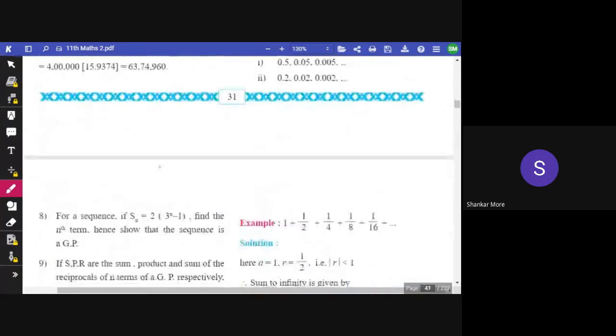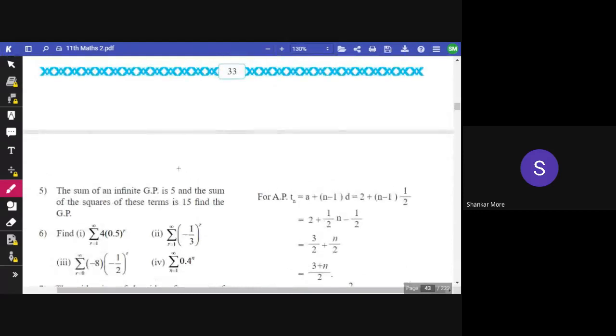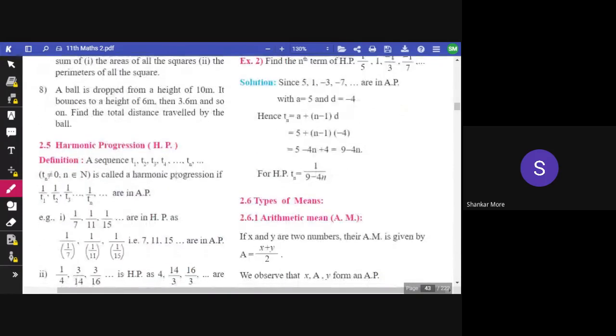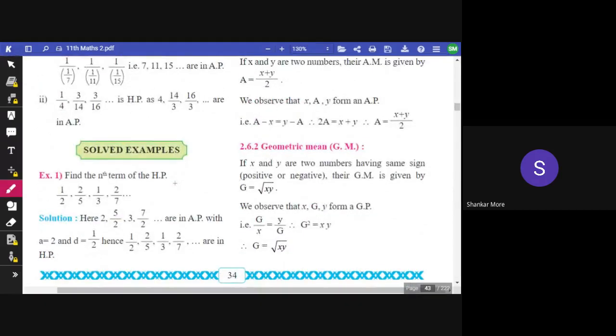Okay, see how we are going to differentiate which formula to use. If they ask us to find the sum of infinite terms, then we will see the value of r. If the value of r is greater than 1, then the infinite sum does not exist. And if the value of r is less than 1, then the infinite sum exists and we can find it out with the help of the given formula.